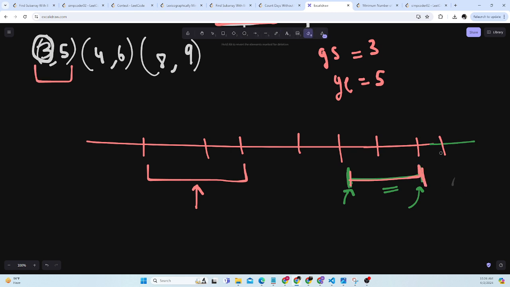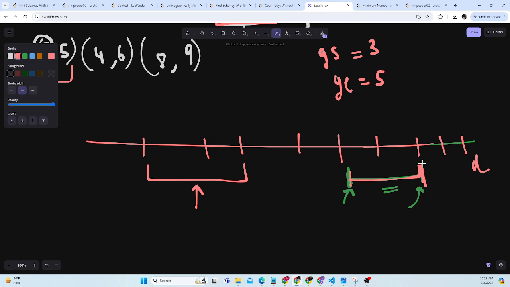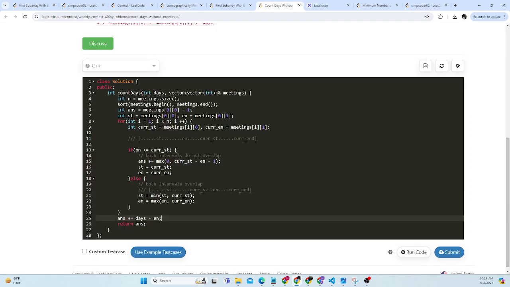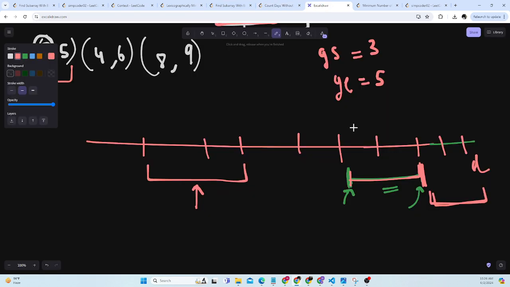Let's say our last day was this, and our last meeting occurred on this, and our global end came on this. So there are still 2 days left that we need to add to our answer. That is why we have also added days minus end. So in this way we will do the second question. And it is important to note that sorting on the basis of start time actually helped us.